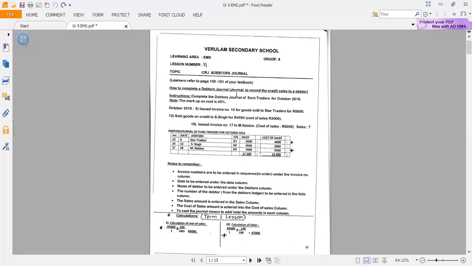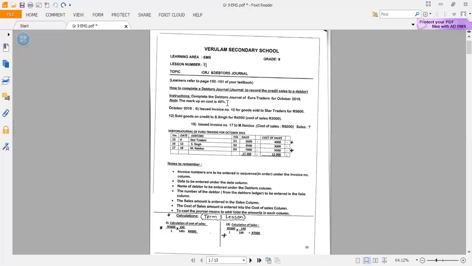Remember, the debtors journal is used to record the credit sales to a debtor. Okay, I'm going to take you step by step through the completion of this journal. Let's look at the instruction. Complete the debtors journal of Euro traders for October 2019. Note, the markup on the cost is 40%.